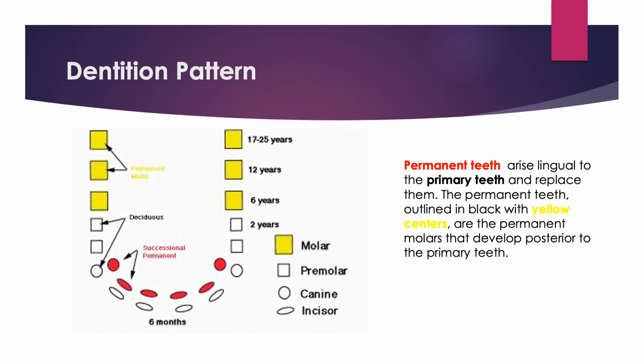Three types of teeth constitute the primary dentition: incisors, canines, and molars. Four types of teeth constitute the secondary dentition: incisors, canines, premolars, and molars.